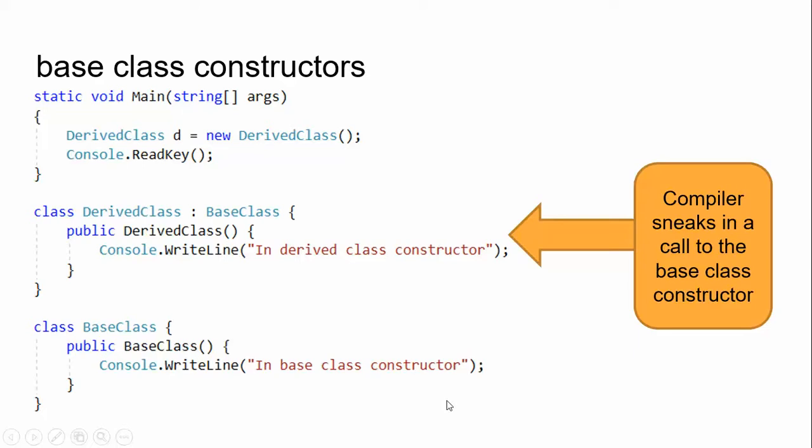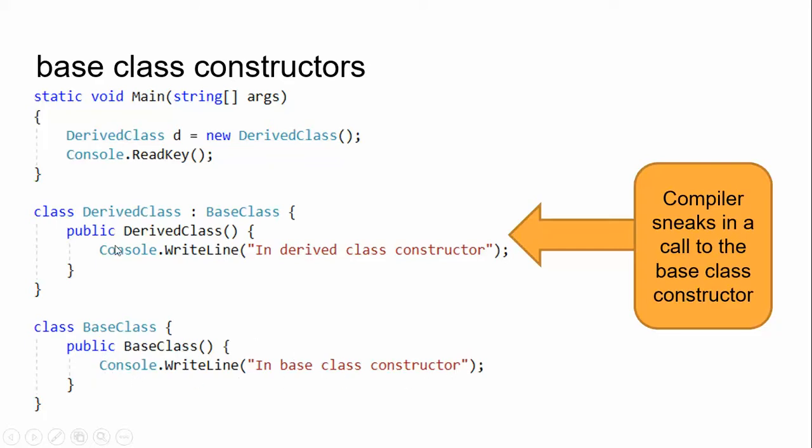Now remember, when you make a class, if you don't put in a constructor, the compiler will sneak one in for you. And in this example here, we've got two classes. We've got an object called base class, and notice it has a constructor, and its constructor says I'm in the base class constructor.